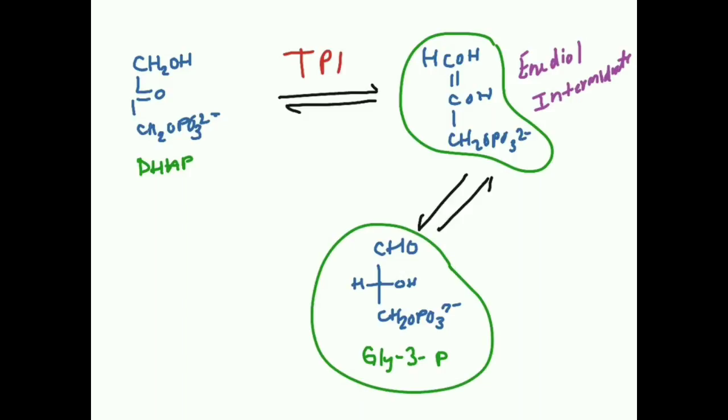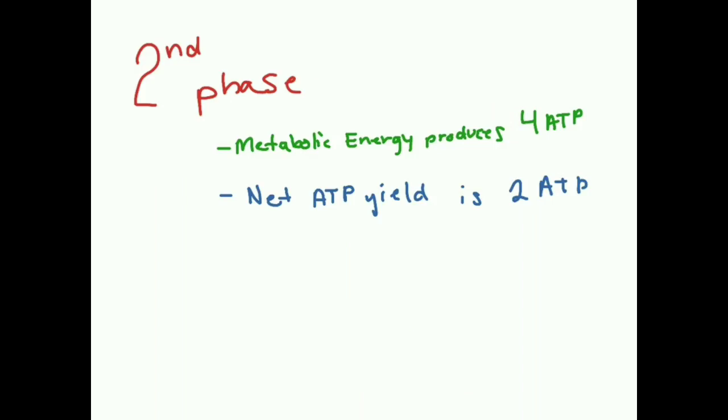Now we're in the second phase. Remember, the metabolic energy produces 4 ATP, but the net yield for glycolysis is 2 ATP. Remember, it uses 2 ATPs in the process. That's why you end up only with 2 ATP at the very end.